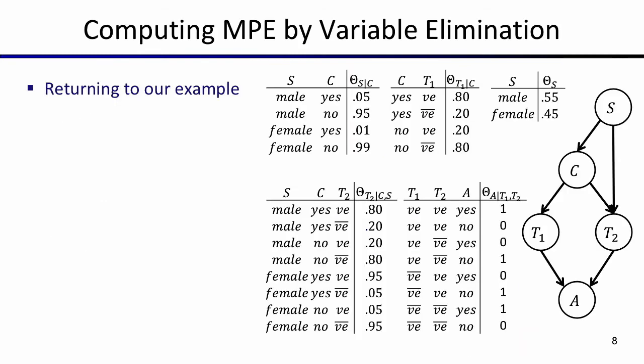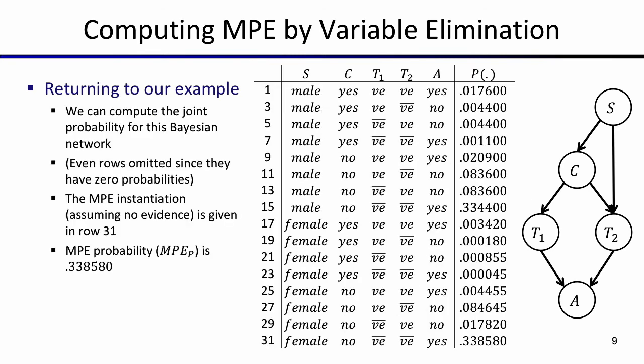So this is our example. The Bayesian network and also all the parameters that we have here, the conditional probabilities, and we're going to use this example to compute the MPE instantiation using variable elimination. But before we do that, let's suppose that we decide to do the naive approach and we're going to compute the joint distribution over all variables and look at what is the assignment with the highest probability. In this case, we would have a table like this. So this is a large table with a joint distribution over all possible variables that we have here.